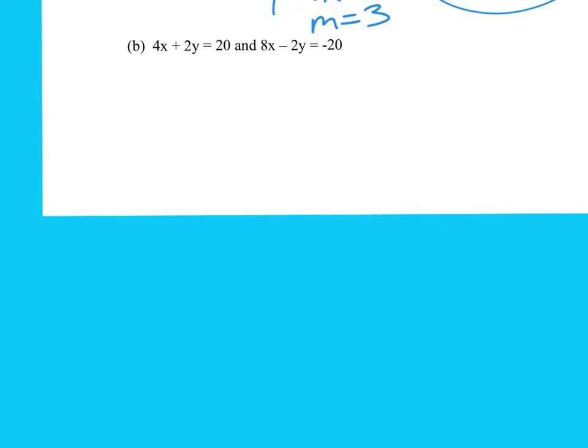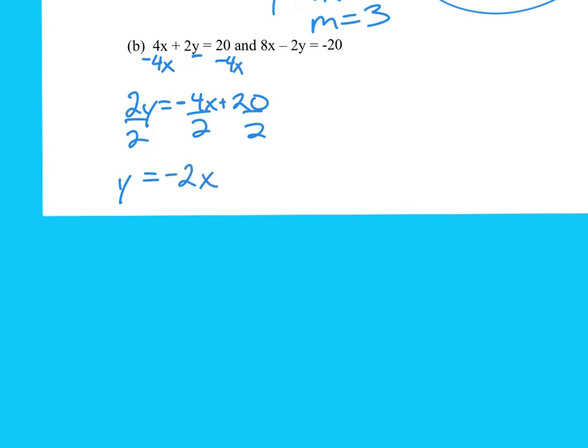Okay. Looking at both these equations, can I tell the slope just by looking at them? No. What do I need to do? Solve for what? Y. So on the first one, how do I get y by itself? Subtract 4x. So 2y equals? Negative 4x plus 20. Perfect. Now what? Divide by 2. Good job, Landon. Y equals negative 2x plus 10. Okay.